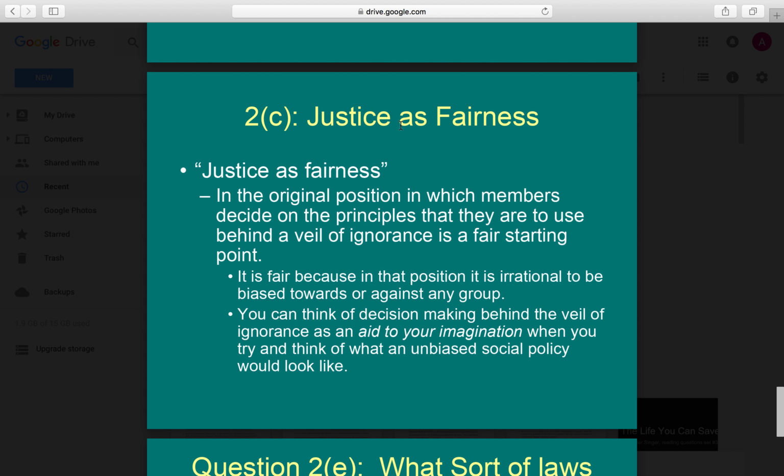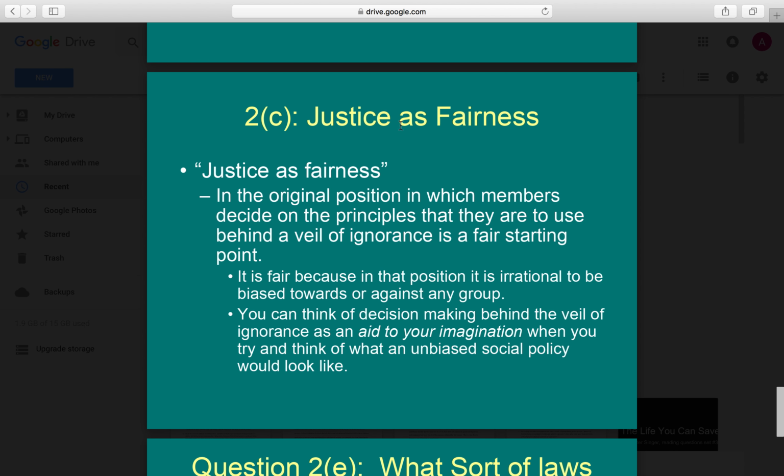As an aid to the imagination, it does not need to be actually possible. So this is important to realize. A common first response to this is, well, what use is this? No one can actually reason behind the veil. Well, as long as we can imagine how the reasoning would go, Rawls has given us a nice tool for thinking about justice.